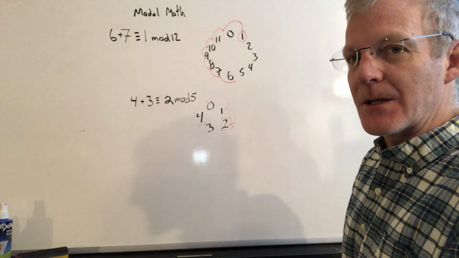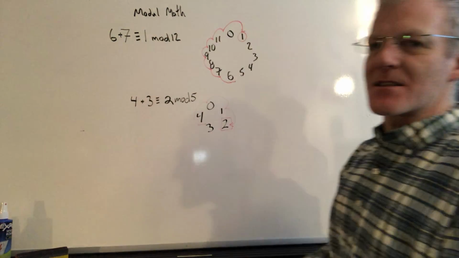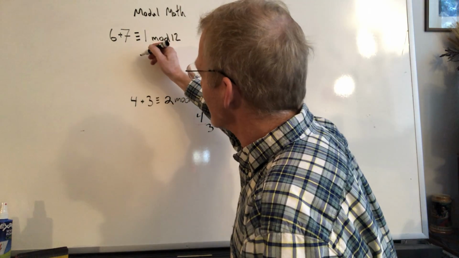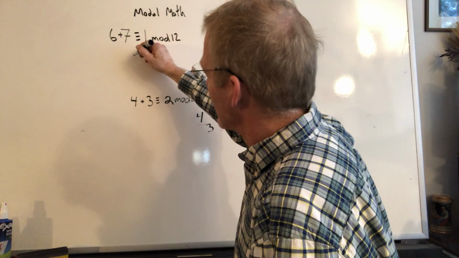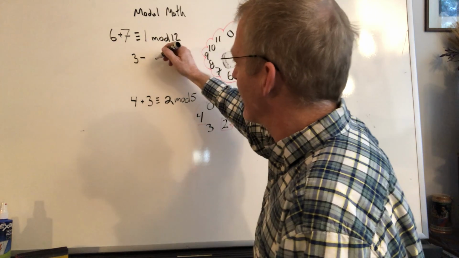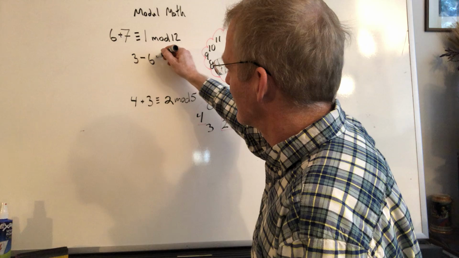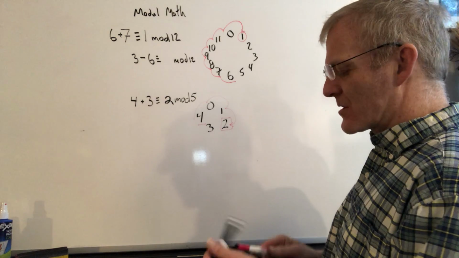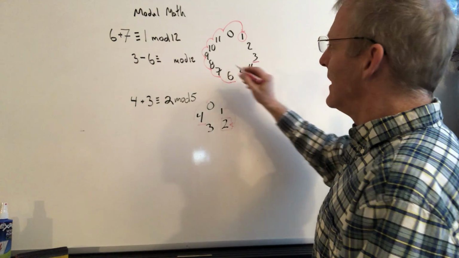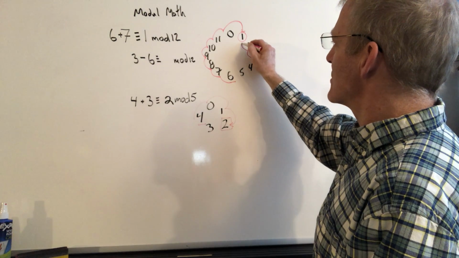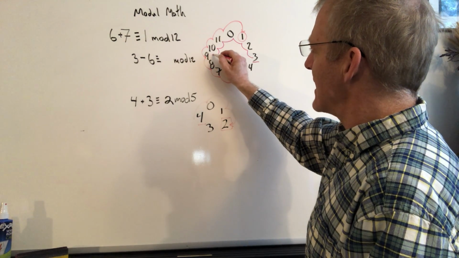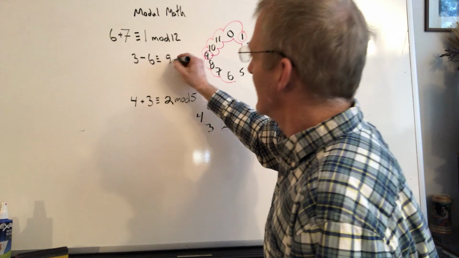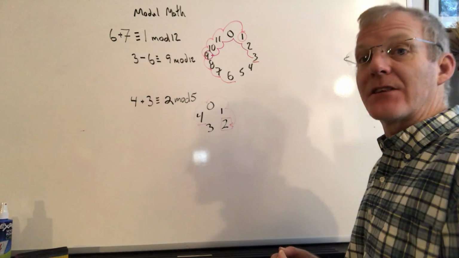What do you think subtraction is going to do? Yep, you guessed it, subtraction is going to go counterclockwise, the other direction. So let's try something like 3 minus 6 in mod 12. Well, let's see, we start at the 3 right here. Then we're going to go backwards 6. 1, 2, 3, 4, 5, 6. And we end up at the 9. So our answer is 9 mod 12. Notice I'm saying what the mod is in the answer, not just giving a number.